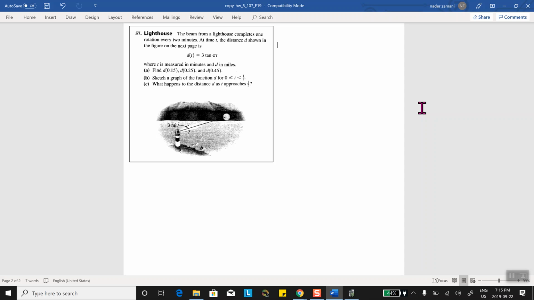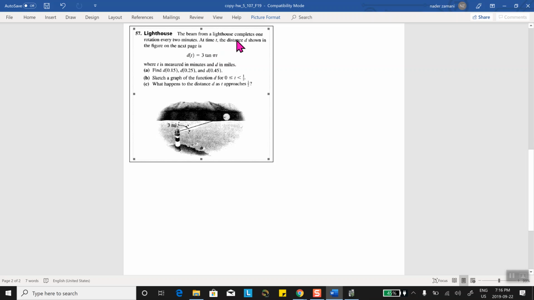It says the beam from a lighthouse. Here we have a supposedly a lighthouse, as you can see. The beam is making one revolution every 2 minutes. That means the speed of the revolution of the light is specified, and that has something to do with this pi that determines really the speed of that. And so it's given by the, what is that?